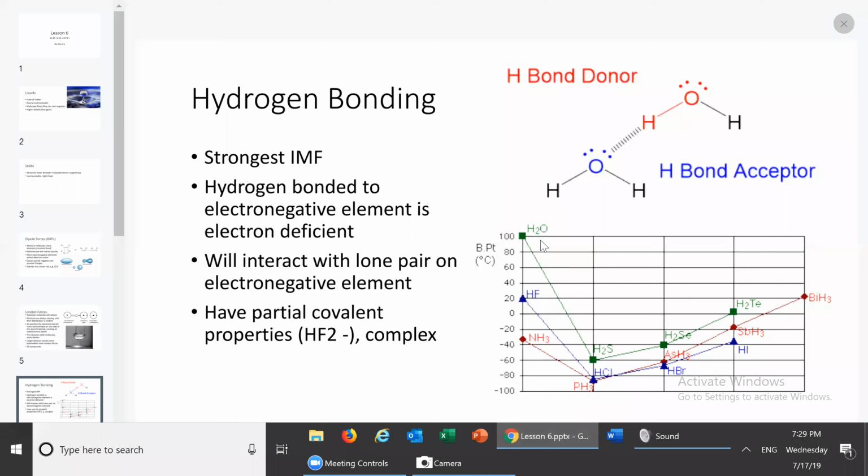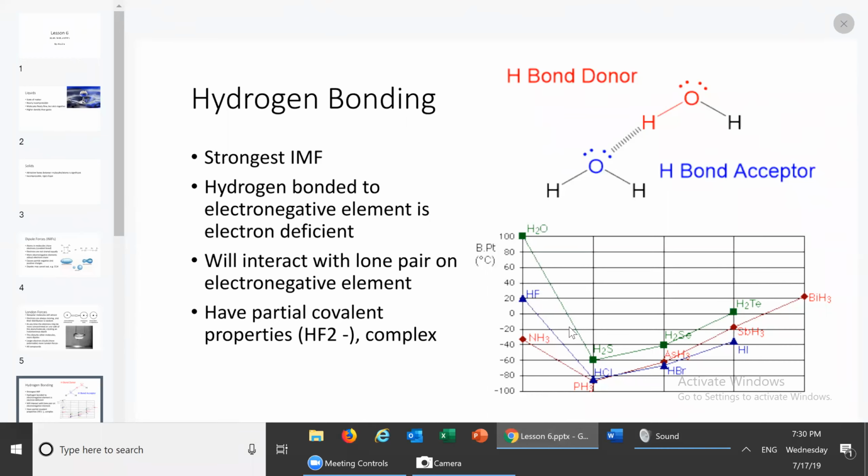So as you can see, because we have the very strong hydrogen bonding, these have abnormally high boiling points. We have electronegative elements, so oxygen, fluorine, and nitrogen, and they have lone pairs. So these are perfect conditions for hydrogen bonding.